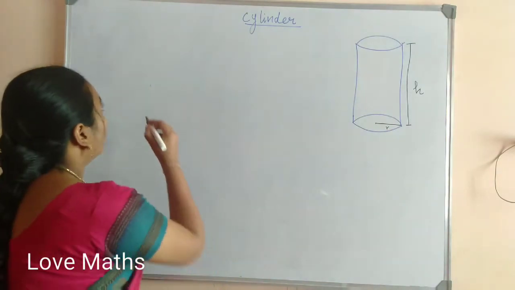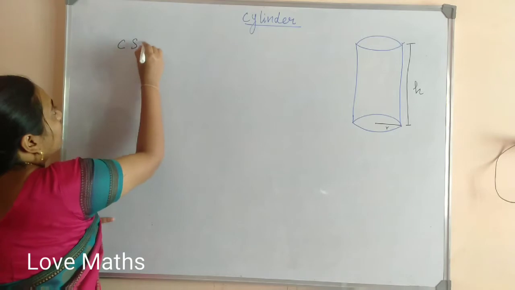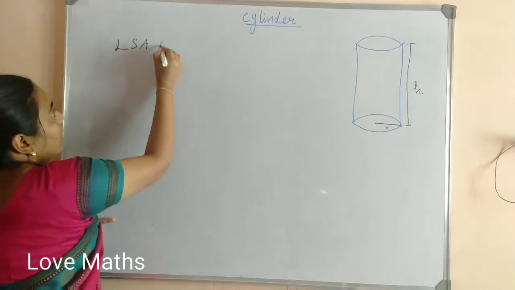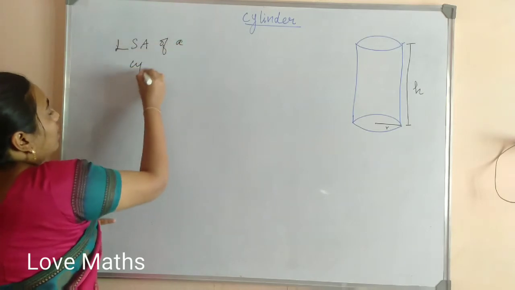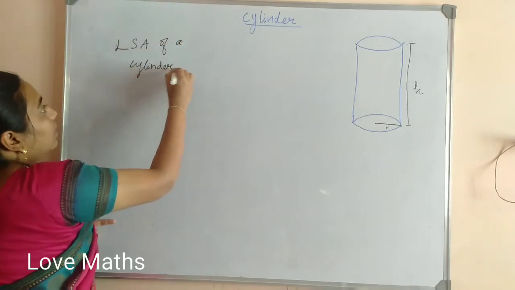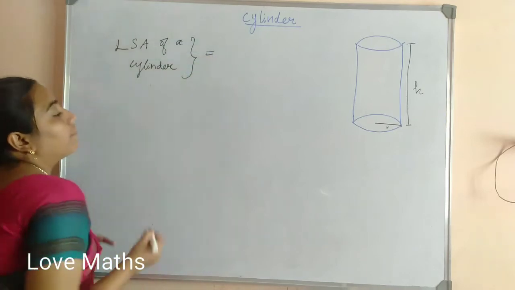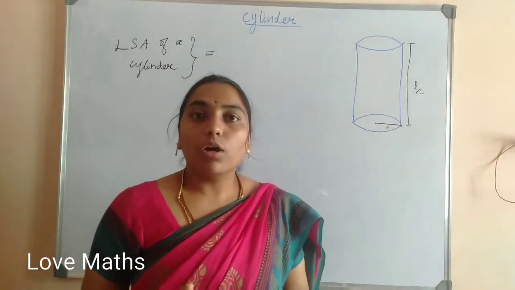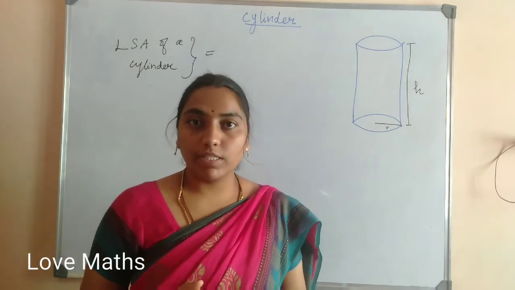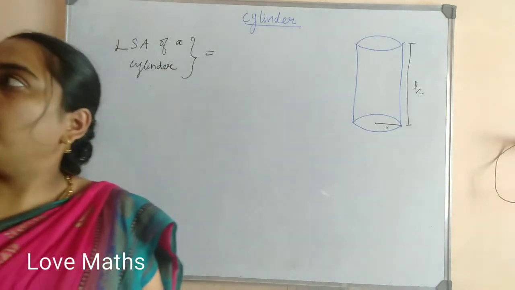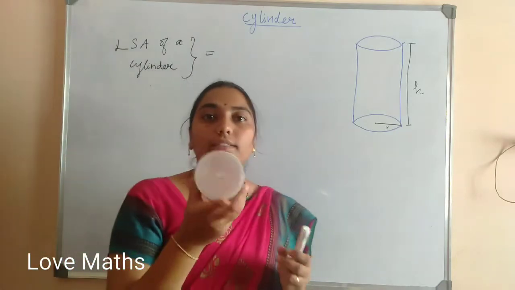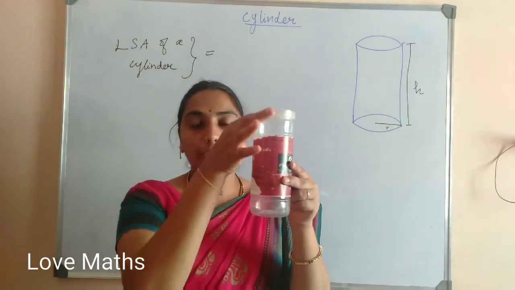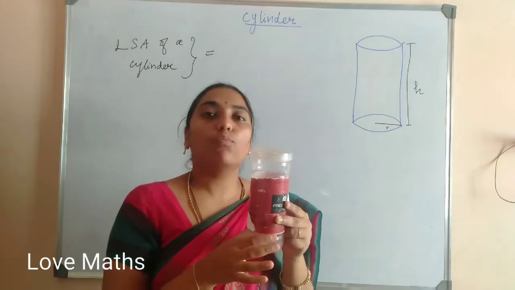So first we have to find the CSA, that means LSA or CSA, lateral surface area of a cylinder. Lateral surface area means you clearly know that you have to leave the top and bottom. So we have to take only the center space. Is it clear? For example, this is the cylinder shape. So you have to leave this top and bottom. You have to take what is in between.